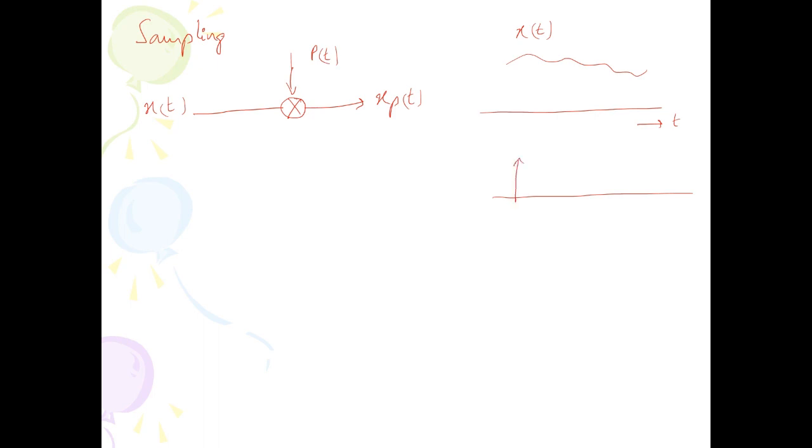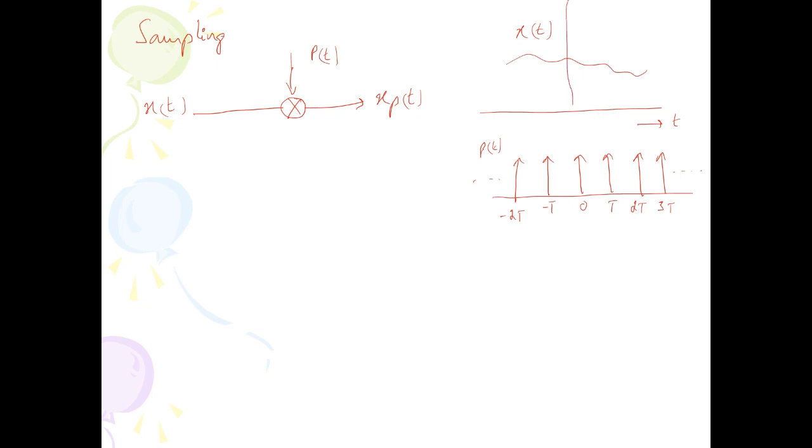Let us consider an input signal x of t, which is multiplied by a periodic impulse train, and the output will be x p of t, a discrete signal. Let us consider an example. This is a signal x of t, continuous in nature, and a periodic impulse train with infinite pulses. This is p of t, with impulses at 0, T, 2T, 3T, minus T, minus 2T, and so on.